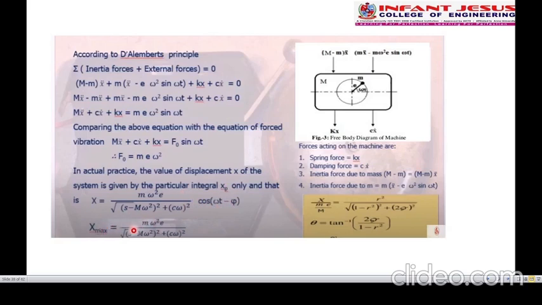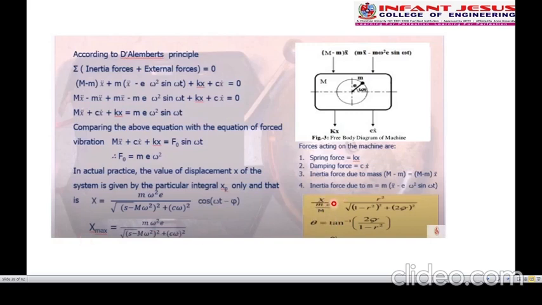At cos 0, this value gives the maximum amplitude of vibration, or we can say the maximum displacement. So while solving the problem, we need not use this formula. We have to use the simplified formula, where the m e part is taken to the other side.